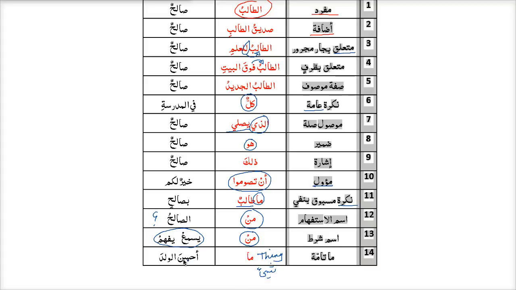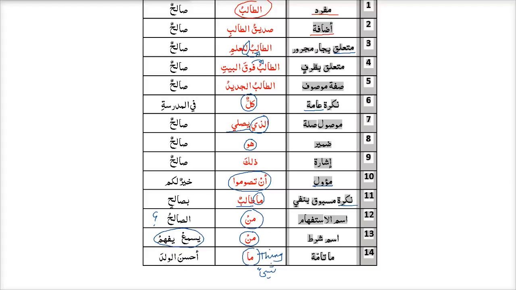So ma ahsan al-walad. What a beautiful child. It's a bit strange when I translate it because in English we would say something like this: what a beautiful child. Say ma ahsan al-walad, or what a good child. So that "ma" here is the mubtada and ahsan al-walad is the khabar.